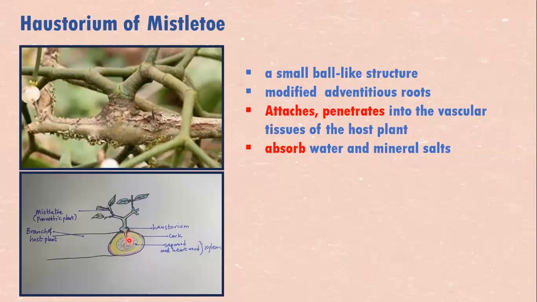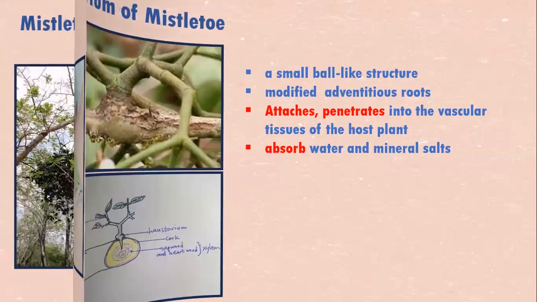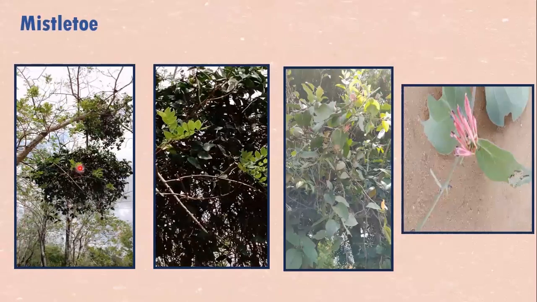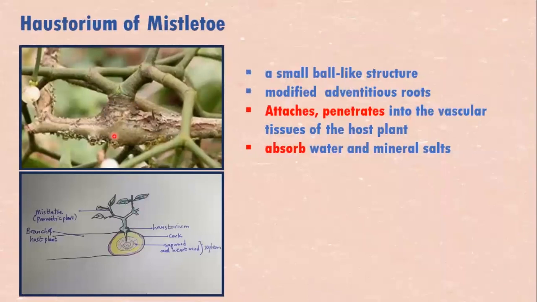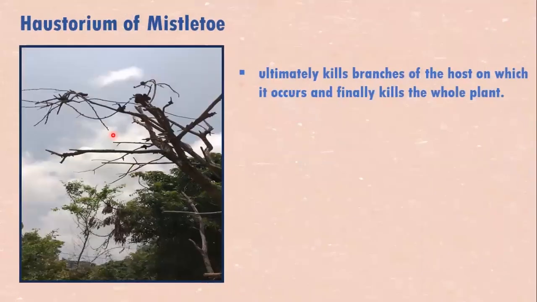It's absorbing the food substances from the host. This is the host branch, and this haustorium of this mistletoe is stuck to it. So what happens is the mistletoe, as we have said, we looked at it here, it grows so huge. Because it grows very huge, with time, what does it do? It kills the host branch.